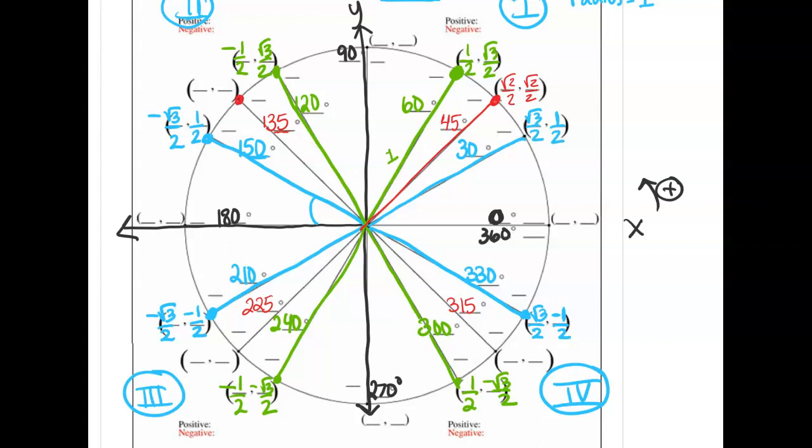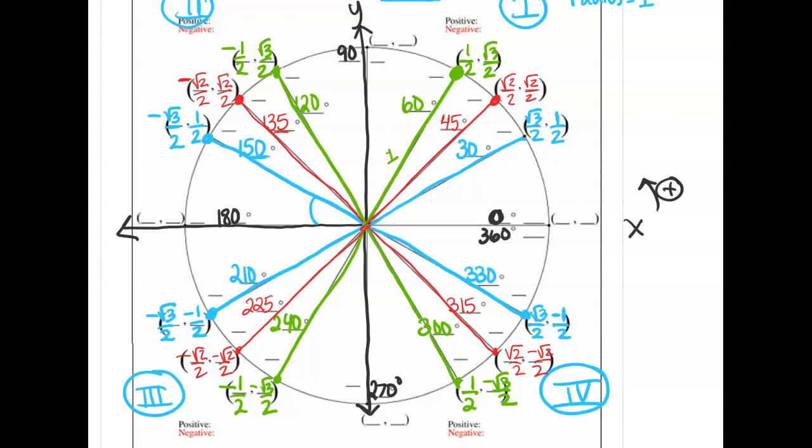To land at 135 over here in the second quadrant, it's the same distances as the 45. The triangle's the same size, but you have to have a negative x to get over here and a positive y. To land at 225 in the third quadrant, you need a negative x as well as a negative y. And then to land at 315 in the fourth quadrant, you need a positive x and a negative y.